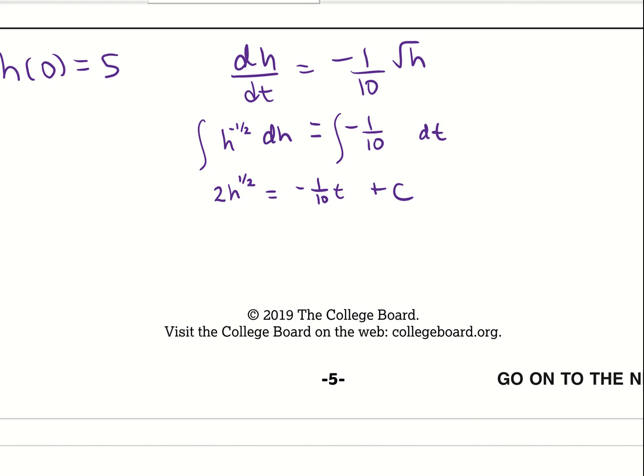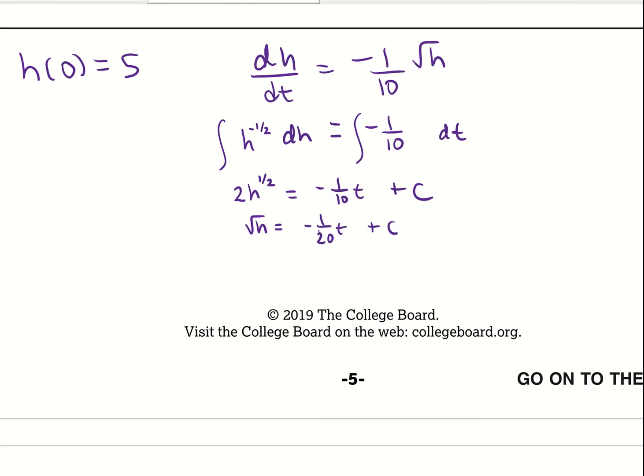So if I divide everything by 2, then the square root of h, which for me is a little easier to interpret, would be -1/20 t plus c. When you divide a constant by 2, you just get another constant. Now you can choose when you substitute in this ordered pair. I like to substitute it in right now before I square everything. For me, it just seems easier.